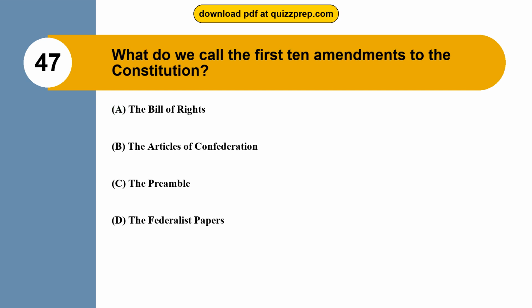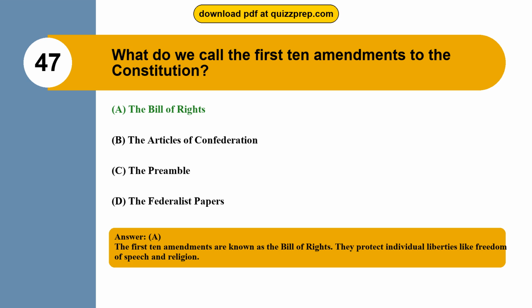Question 47. What do we call the first 10 amendments to the Constitution? Option A. The Bill of Rights. Option B. The Articles of Confederation. Option C. The Preamble. Option D. The Federalist Papers. The correct answer is option A, the Bill of Rights. The first 10 amendments are known as the Bill of Rights. They protect individual liberties like freedom of speech and religion.